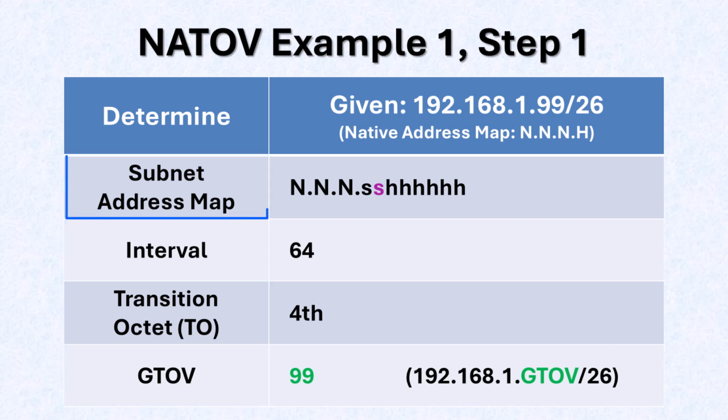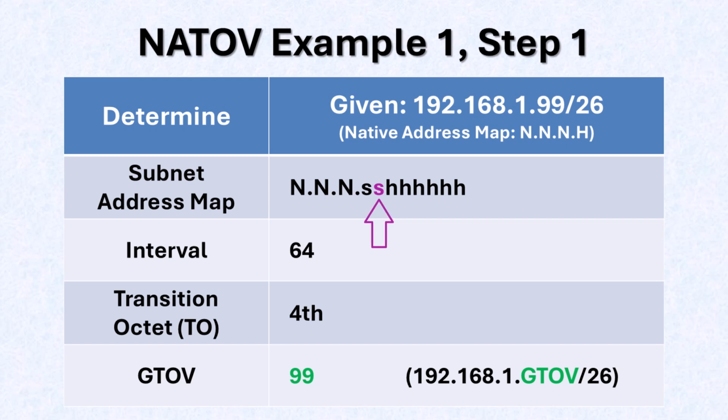First, the subnet address map. Since the first octet is 192, its native class is C, so it has 3 classful octets. Each one of these octets is represented using an uppercase N, as noted in the native address map. We then borrow 2 host bits and convert them to subnet bits to account for 26 network bits, as noted in the prefix length. Finally, add 6 host bits to account for 32 bits.